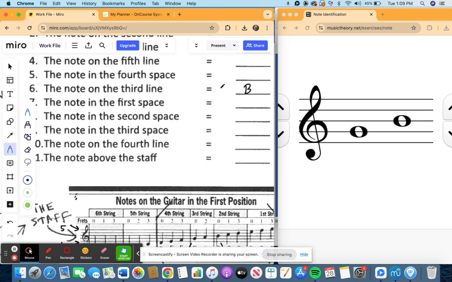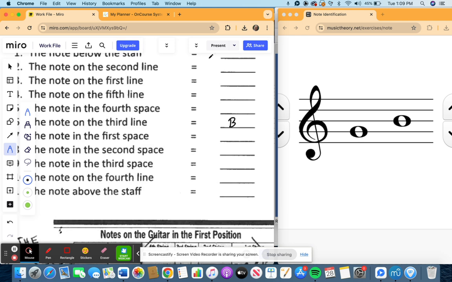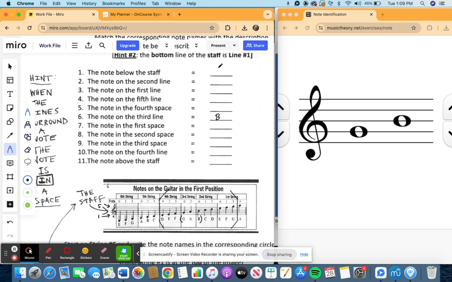There it is, okay? So let's go back real quick. So we did the note below the staff was the note D. The note on the second line was the note G, which is important because that's the note that treble clef is built on. See the second line over here? The note on the first line is the note E. The note on the fifth line was the note F. The note in the fourth space was the note E. The note on the third line was the note B.